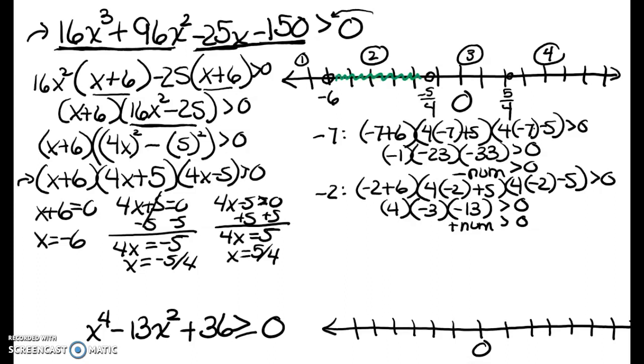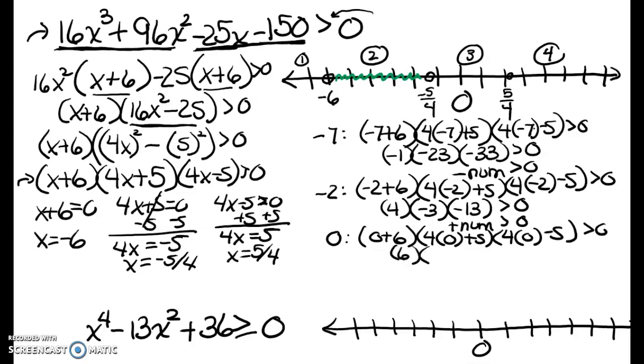And then region number 3. Let's pick 0. That just seems easy. So I'll get 0 plus 6, 4 times 0 plus 5, 4 times 0 minus 5 is greater than 0. I get 6. 4 times 0 is 0 plus 5 is 5. 4 times 0 is 0 minus 5 is negative 5. So this is going to be a positive times a positive is a positive, times a negative is a negative. A negative number can't be greater than 0, so that one doesn't get shaded.